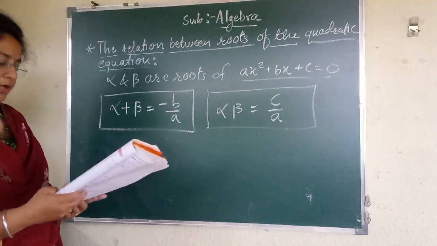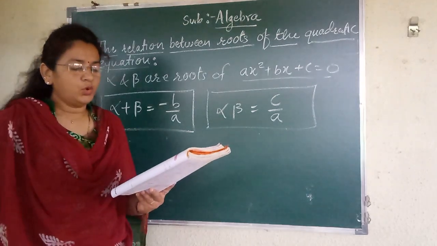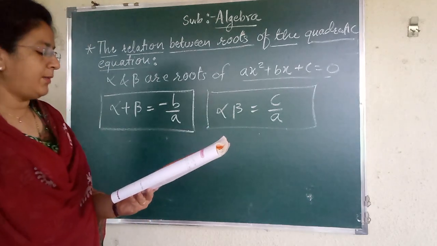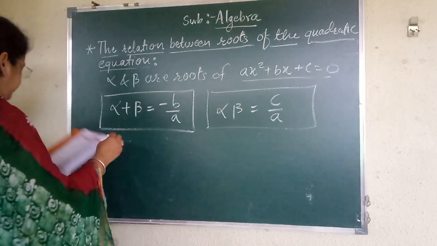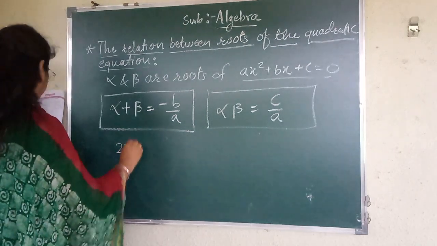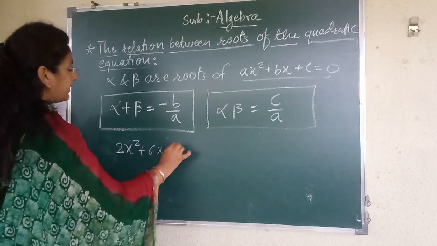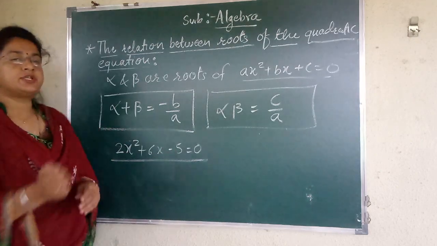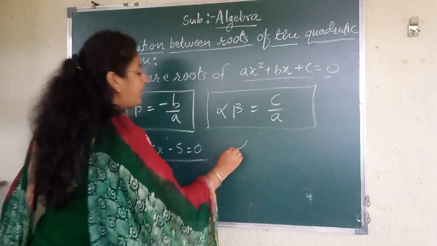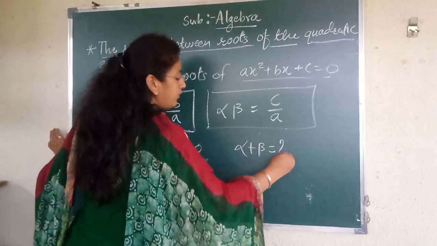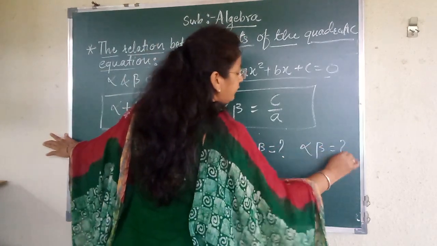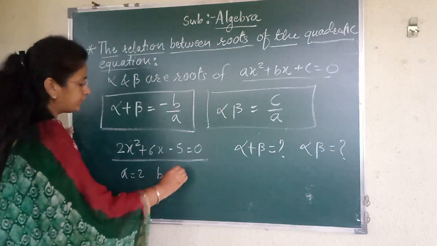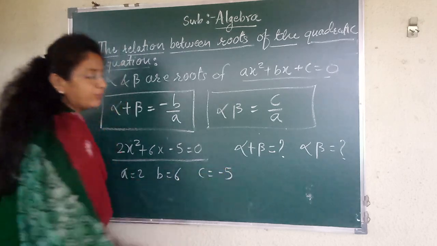If alpha and beta are the roots of the quadratic equation 2x² + 6x − 5 = 0, then find alpha plus beta and alpha beta. This quadratic equation is given to you, and they have asked you alpha plus beta is equal to what, and alpha into beta is equal to what. Now we know that here a is equal to 2, b is equal to 6 and c is equal to negative 5.